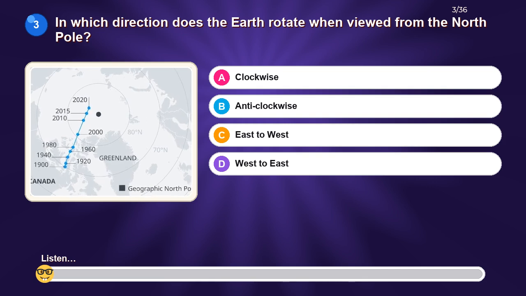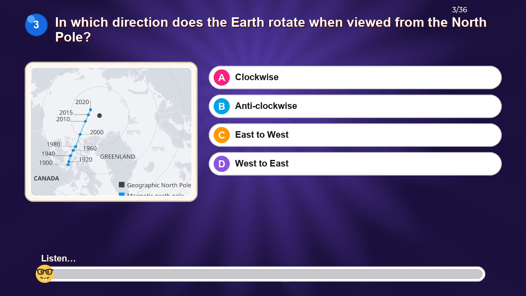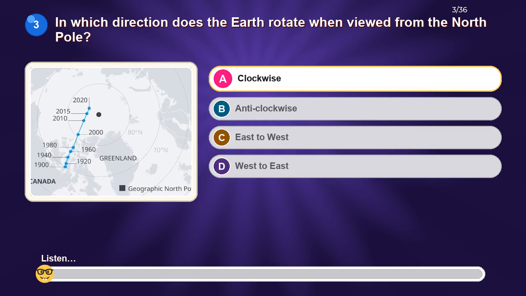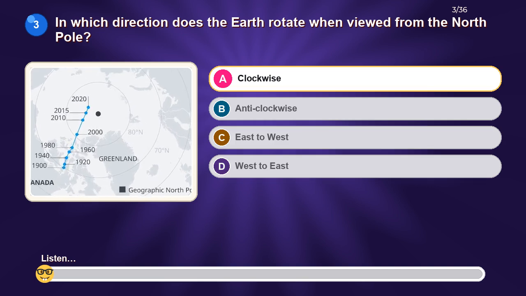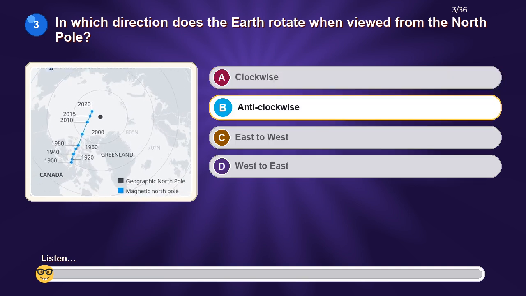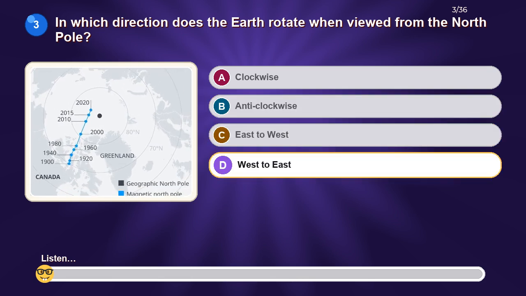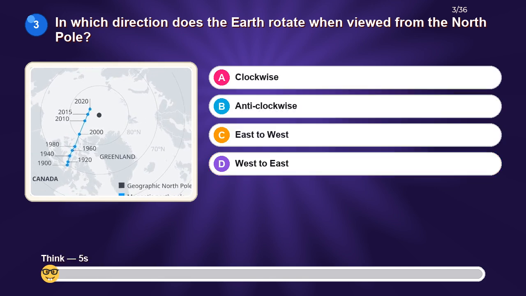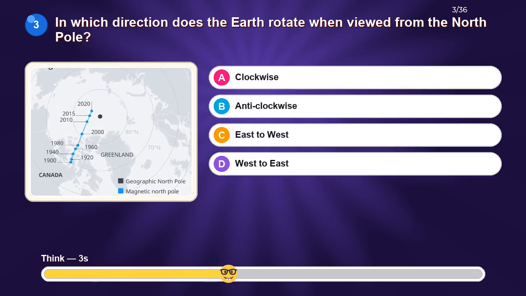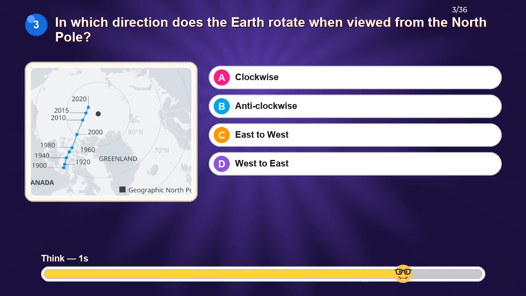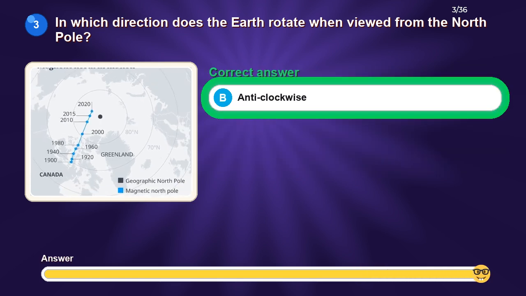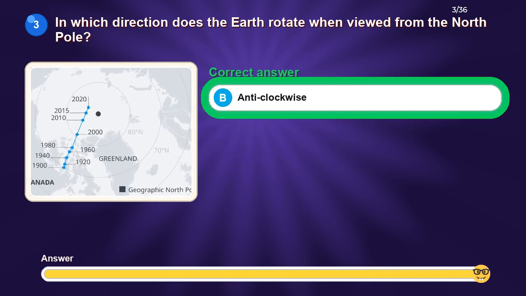In which direction does the Earth rotate when viewed from the North Pole? Option A. Clockwise. Option B. Anti-clockwise. Option C. East to west. Option D. West to east. The correct answer is anti-clockwise.